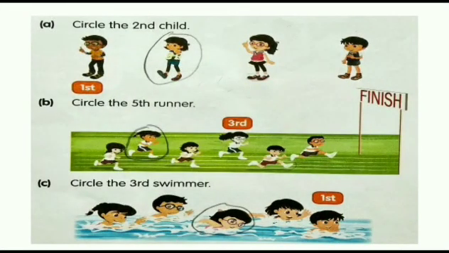The questions on ordinal numbers are: circle the second child. So the second child is circled, you can see. Circle the fifth runner, you can count the fifth one and then you can circle him. And the last question is circle the third swimmer, and you can count from the first and you can circle the third one. So like this questions come on ordinal numbers.